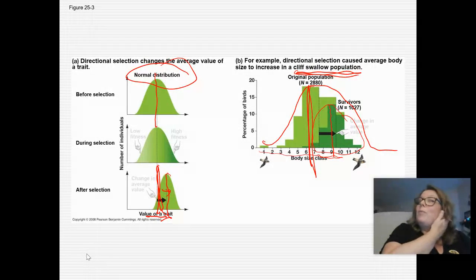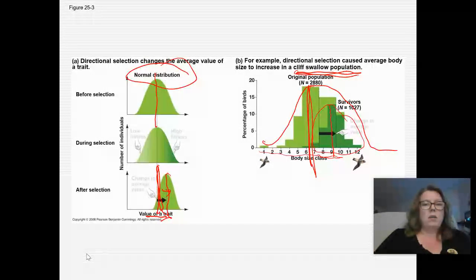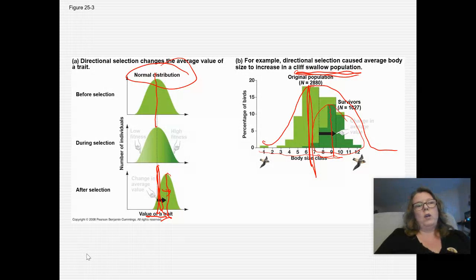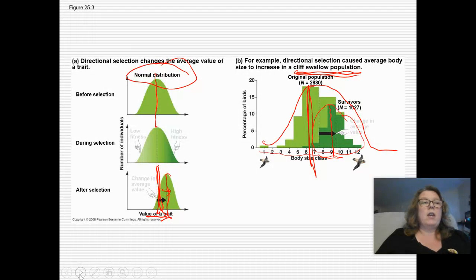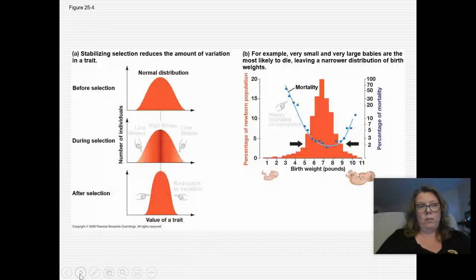Now, it's important to note that directional selection can go in either direction. It does not have to shift to the right, like you're seeing in this particular situation. If there was some reason why having a smaller body size class would be advantageous, then you would see the shift going in the other direction. The key here is with directional selection, it goes in one direction or the other.